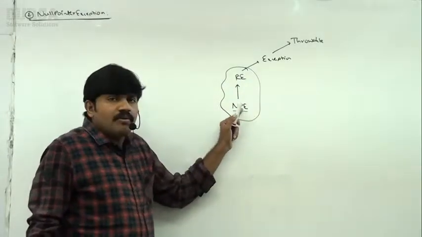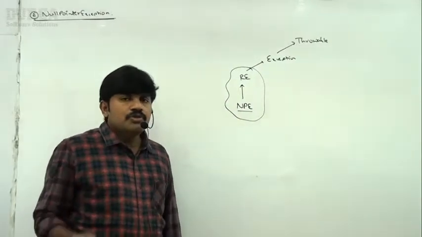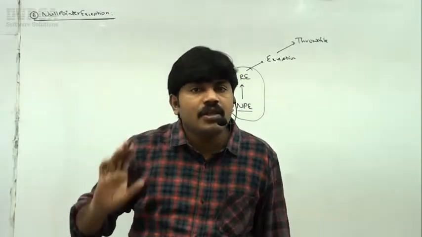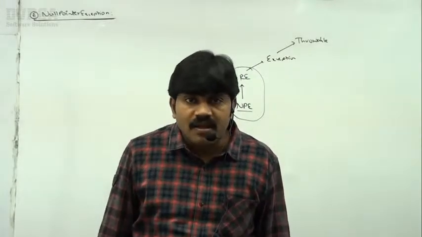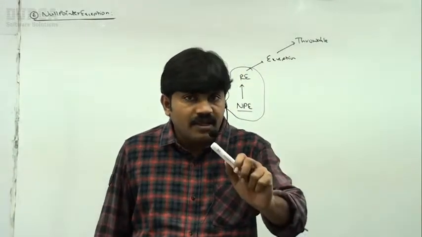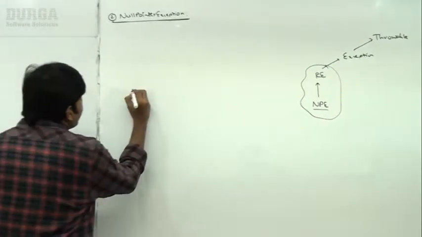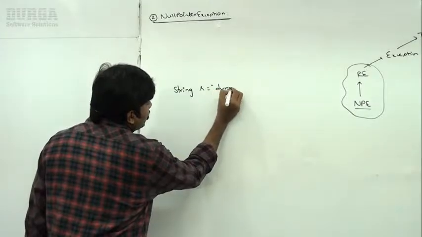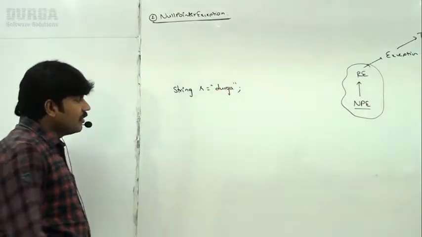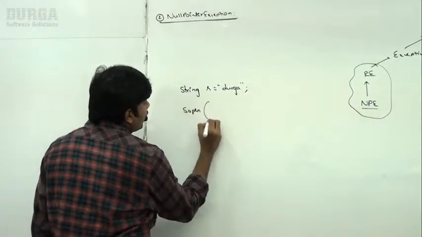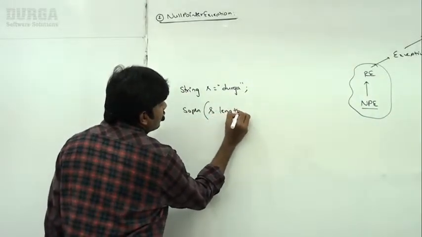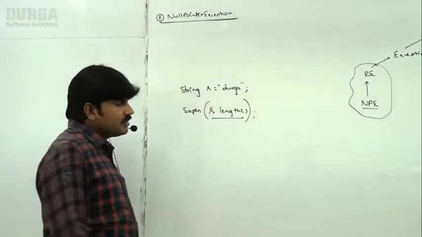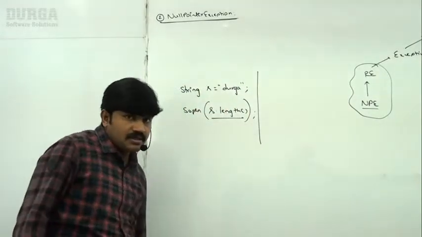Okay. When will we get null pointer exception? Whenever we are trying to perform any operation on null, we are going to get null pointer exception. Very simple: consider String s is equal to "Durga". Now, System.out.println(s.length()). I'm asking, what is the length of this string?